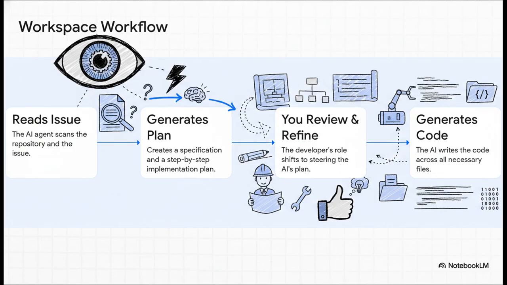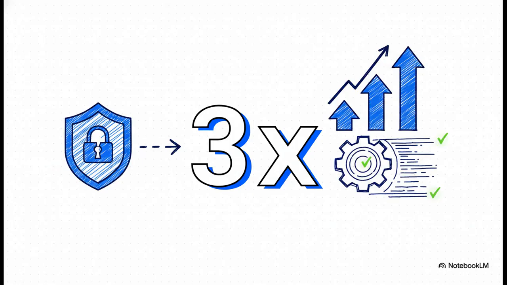You, the human, just review the plan. If you like it, you give it the thumbs up, and boom, it generates all the code across all the different files it needs to touch. Your job completely changes from being a typist to being an architect and a reviewer. It's incredible. And if you're wondering if this stuff actually works in the real world, check this out.